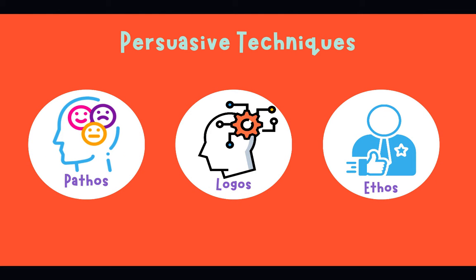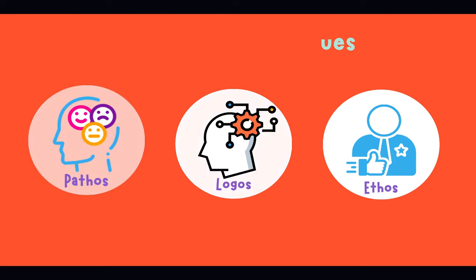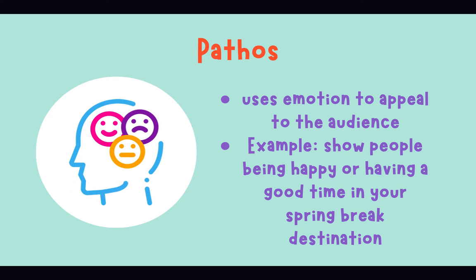Persuasive techniques. There are 3 types: pathos, logos, and ethos. Pathos uses emotion to appeal to the audience. Example: show people being happy or having a good time in your spring break destination.